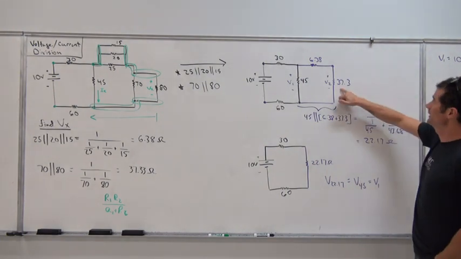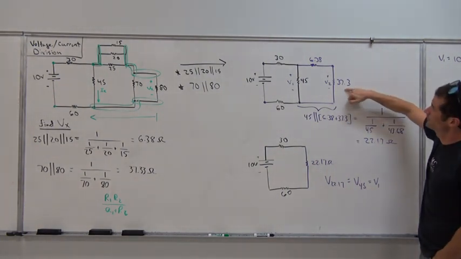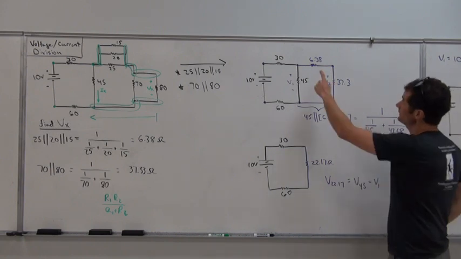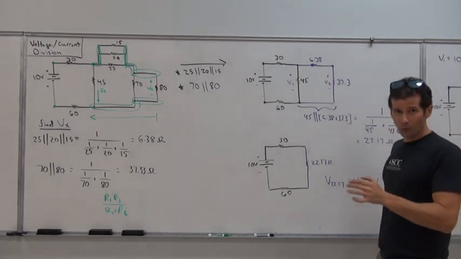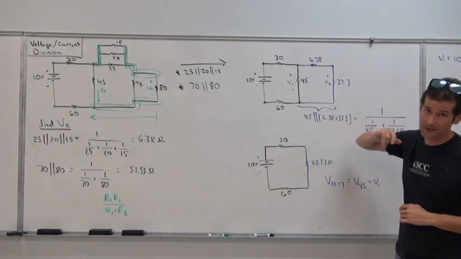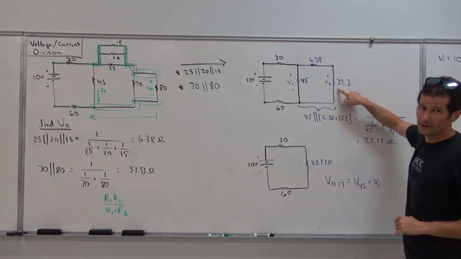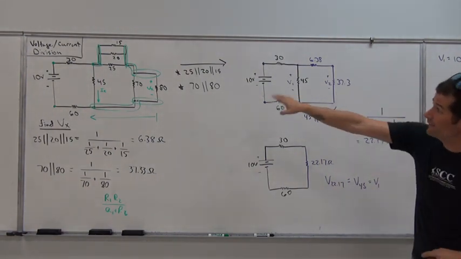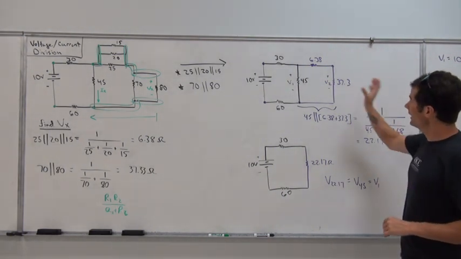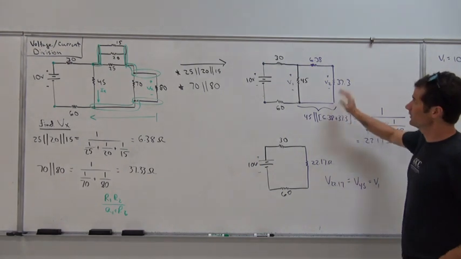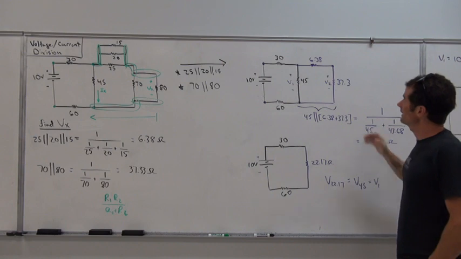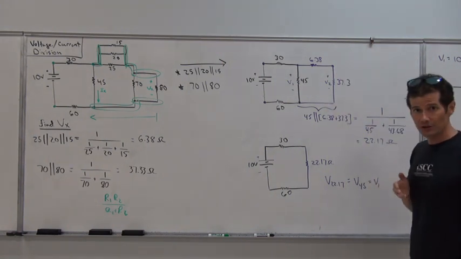6.38 ohms and 37.33. Let's look at the nodes again. Sure enough, when we combine 25, 20, and 15 in parallel with each other, that 6.38 ohms of equivalence became also in series with the equivalence of 70 and 80 ohms in parallel. So the combination of those parallel elements on the right and also on the top right here took those 2 equivalencies and put those in series with each other.